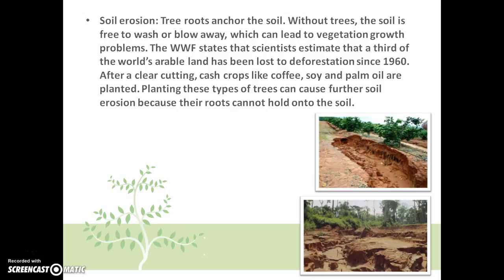Another effect of deforestation is soil erosion. Tree roots anchor the soil. Without trees, the soil is free to wash or blow away, which can lead to vegetation growth problems. The WWF states that scientists estimate that a third of the world's arable land has been lost to deforestation since the 1960s. After clear cutting, cash crops like coffee, soy, and palm oil are planted. Planting these types of trees can cause further soil erosion because their roots cannot hold on to the soil.